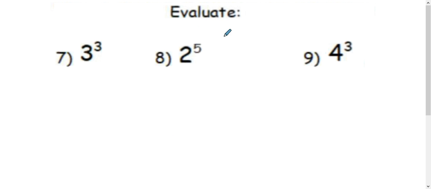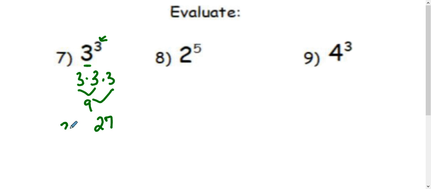In example 7, we're asked to evaluate 3 to the third power. So first I'm going to write that in expanded form. 3 multiplied 3 times. My base is 3, my exponent is 3, so 3 multiplied 3 times. Then I can say 3 times 3 is 9, and 9 times 3 is 27. So 3 to the third power is 27.